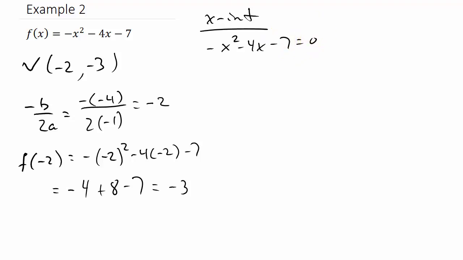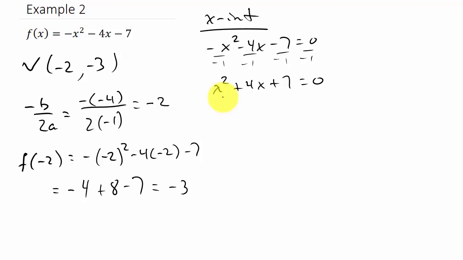And since we're solving this equation, you don't want a negative in front of your squared term, so we're going to divide everything by negative 1. So x squared plus 4x plus 7 equals 0. Now, to solve this, well, this doesn't factor. So in this case, we can either use the quadratic formula or we can complete the square.